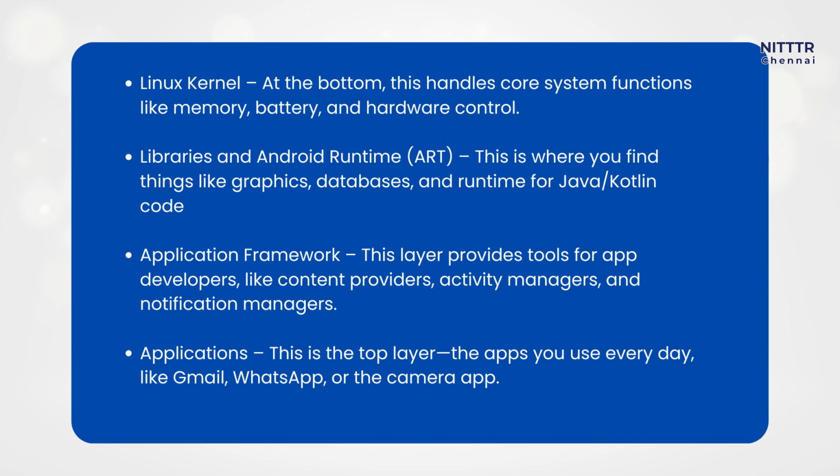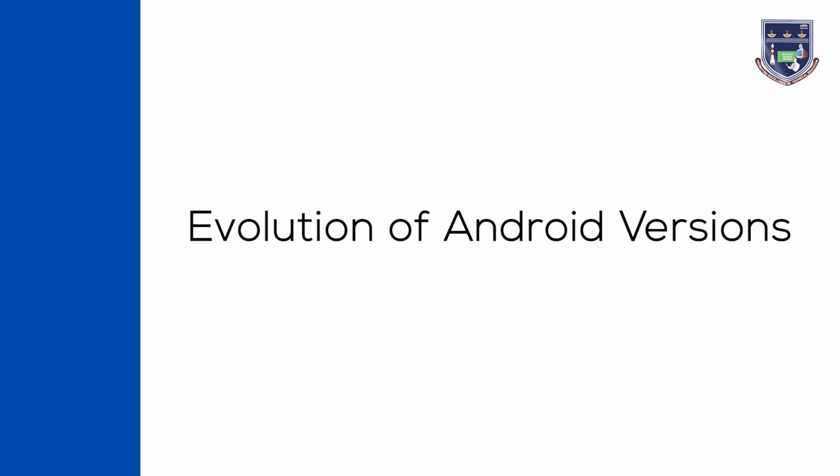And the fourth is applications. This is the top layer: the applications you use every day, like Gmail, WhatsApp or any camera application. All these layers work together to make your phone fast, secure and functional. Then we will move on to the second part. The second part is the evolution of Android versions.